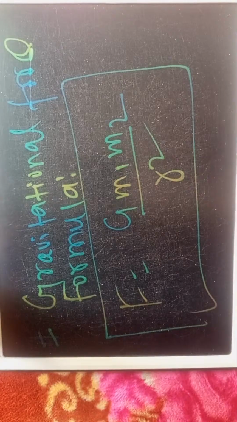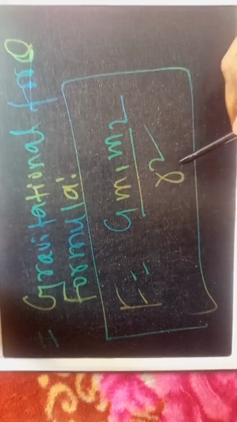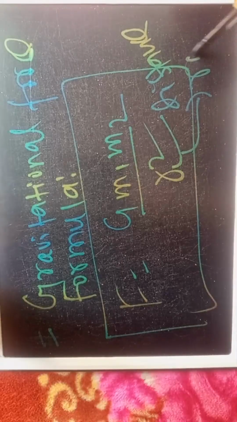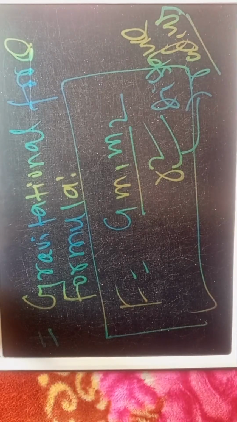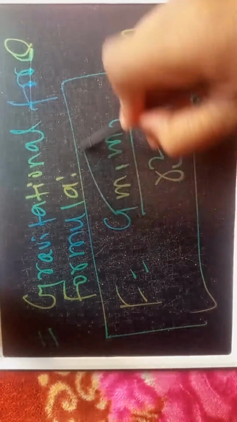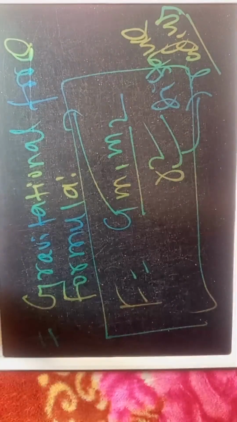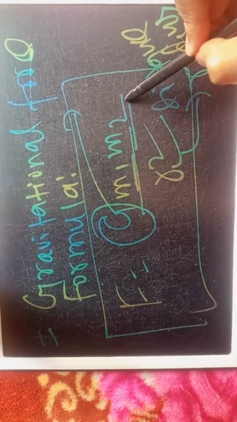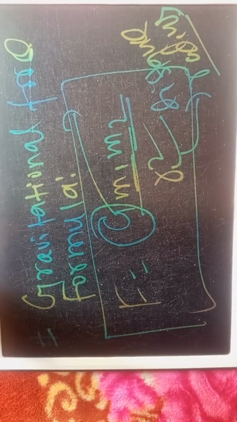Force is directly proportional to the product of the masses and inversely proportional to the square of the radius. You have to understand that radius also means distance. In a question, distance or radius may be mentioned. So r is the distance or radius. G is the universal constant. M is the first mass and the second mass. This is the formula.